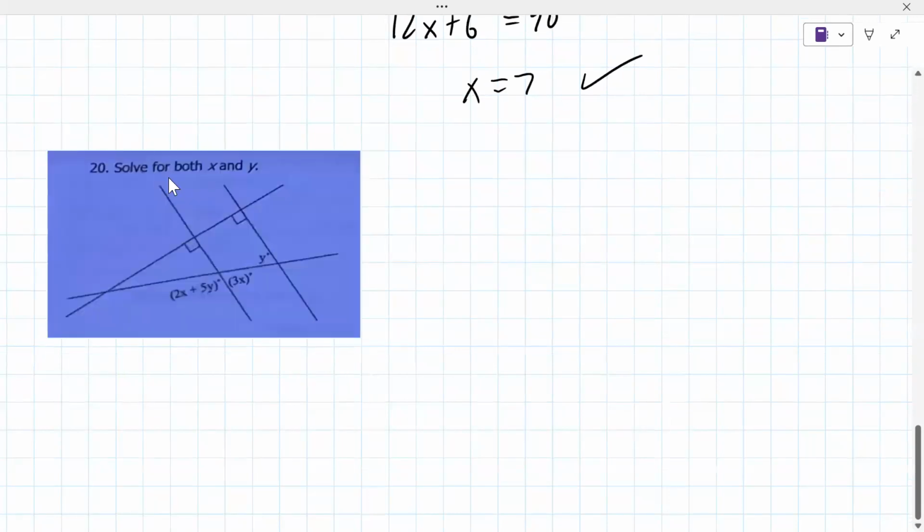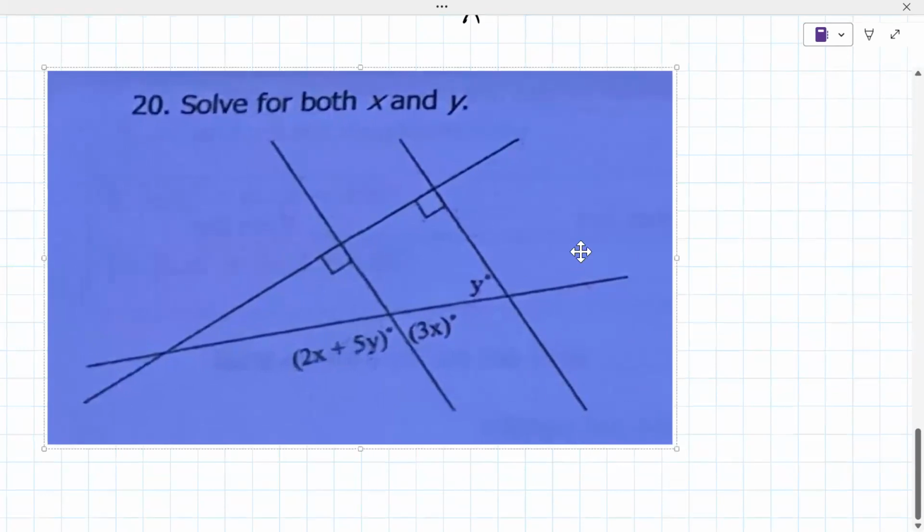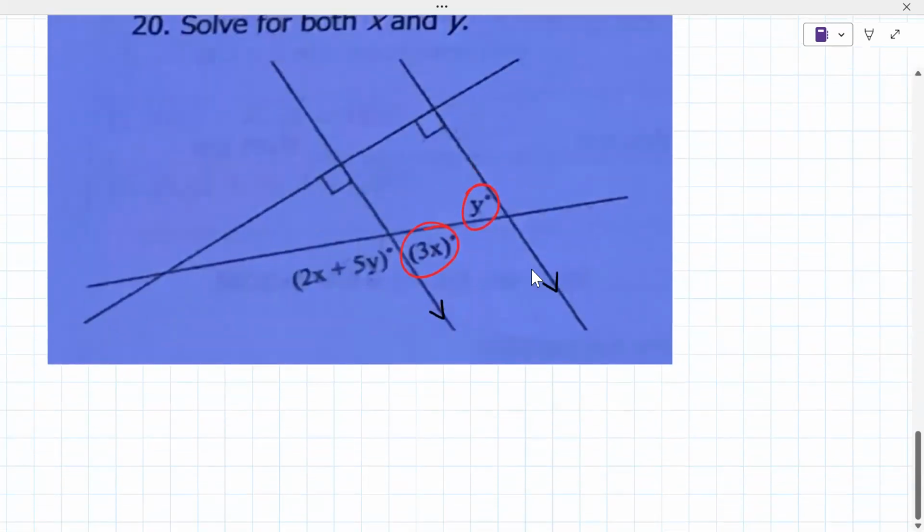So this is the most complicated question you will tend to get in this course. It ends up being a system of equations. Assume that these lines are parallel. What is the relationship between this and this if they're parallel? What are they called? And what do you know about them? They're alternate interior. Yes. So are they congruent or do they add up to something? Congruent, right? Yes. So y equals 3x.